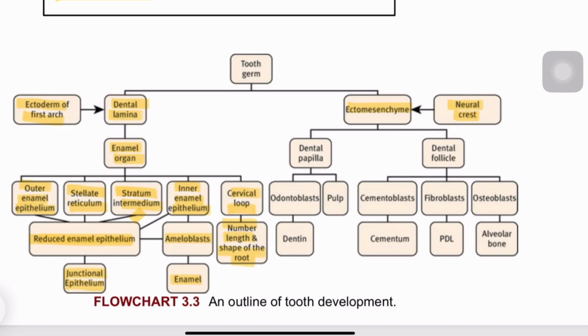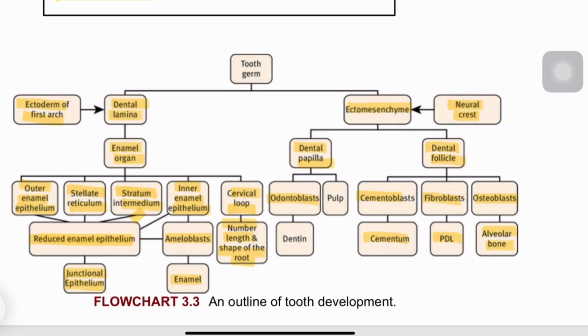Next is ectomesenchymal cells. They will have dental papilla and dental follicle or sac cells. So dental papilla, they will give rise to odontoblast, which gives rise to dentine and then pulp as well, जो हमने पहले ऊपर डिस्कस किया. And then dental follicle, we have cementoblast, fibroblast and osteoblasts. Important, जो capillaries जो हमने देखी थी, cementoblast, fibroblast, osteoblast, all of these cells are present in dental follicle. They will give rise to cementum, PDL and alveolar bone.